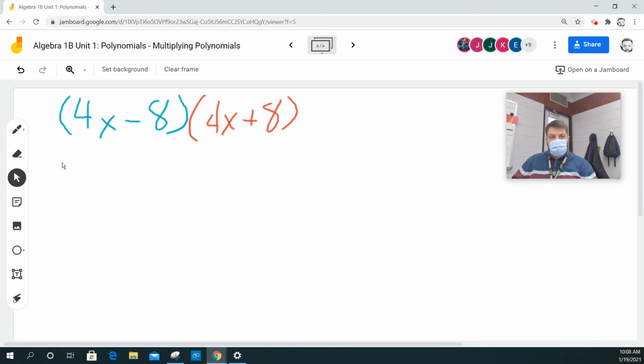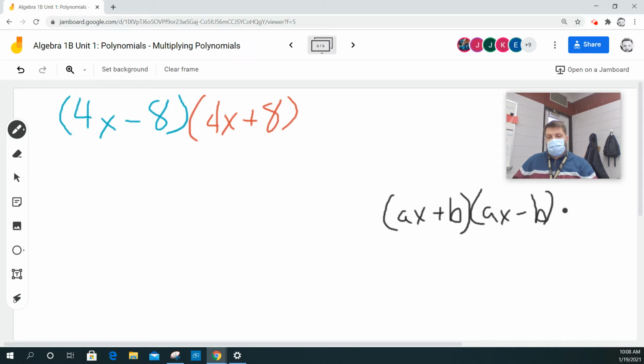So it looks like this: ax plus b times ax minus b is equal to a squared x squared minus b squared. Actually, you don't even need to write the x's. In this case, you do though. But let's multiply it out and see what we get.